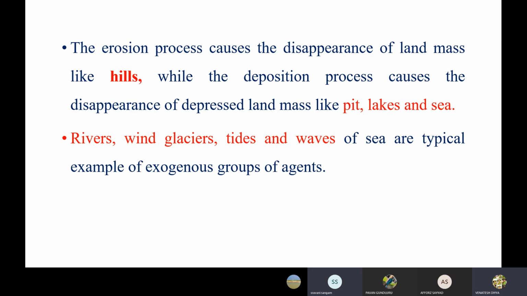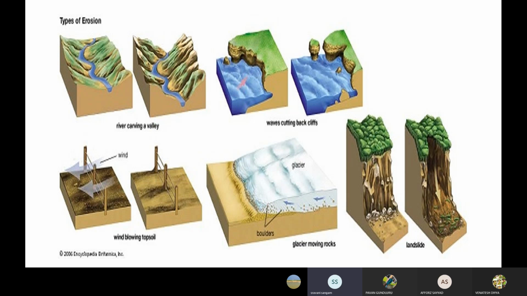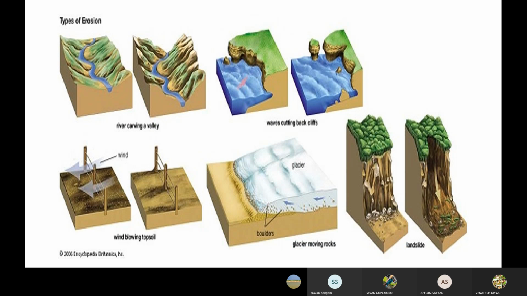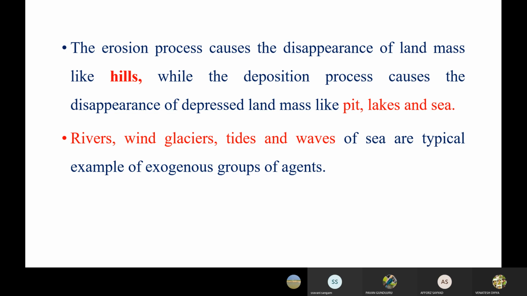The erosion process causes the disappearance of landmass like a hill, while the deposition process causes the disappearance of depressed landmass like pits, lakes, and seas. So here, when erosion may occur, the landmass may disappear, like hills.